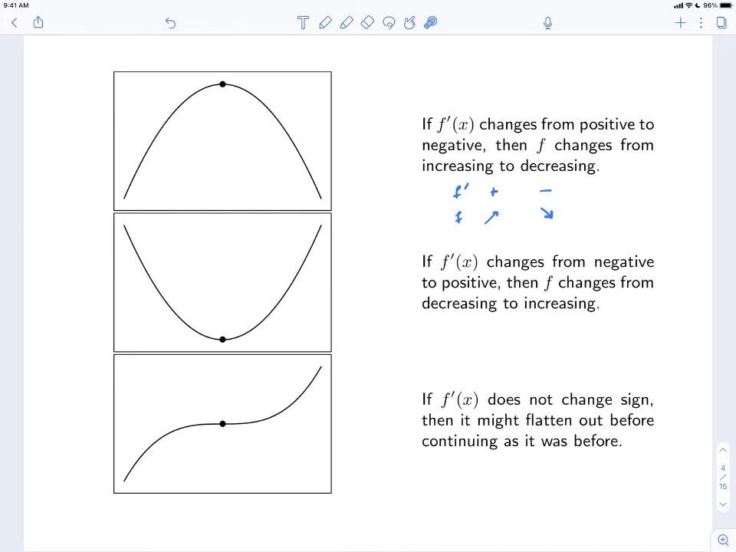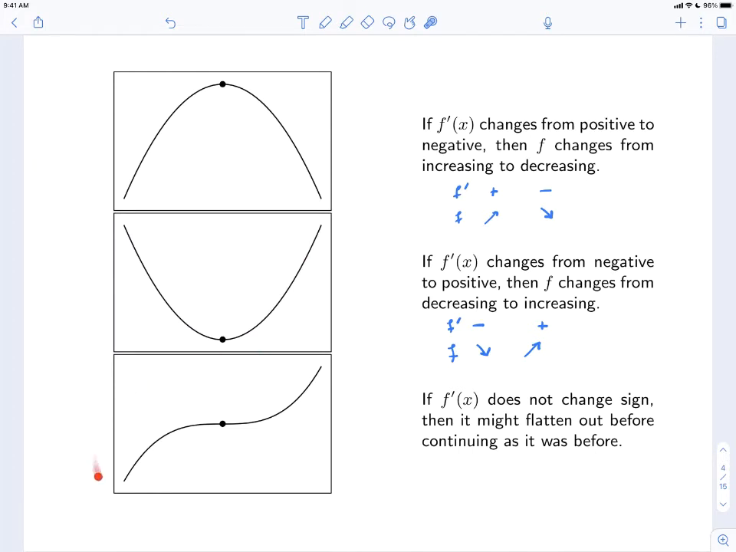We have something similar if f prime of x changes from negative to positive. In this case, f prime starts negative and becomes positive, so f starts as decreasing and then ends up as increasing. That means we have this kind of picture here. F is decreasing, then increasing. Since our function is continuous, the only way that can happen is if you have a local minimum value there.